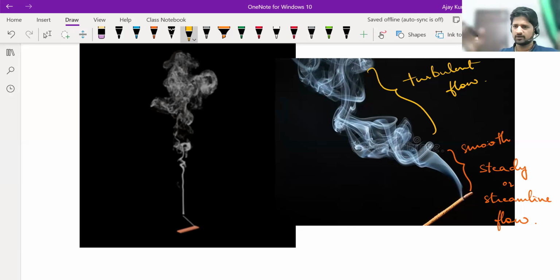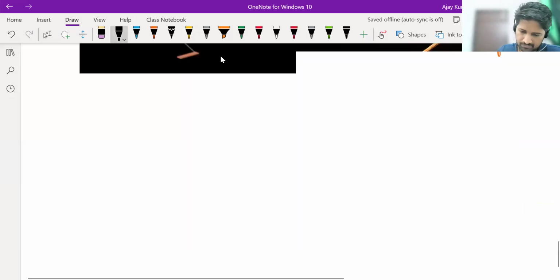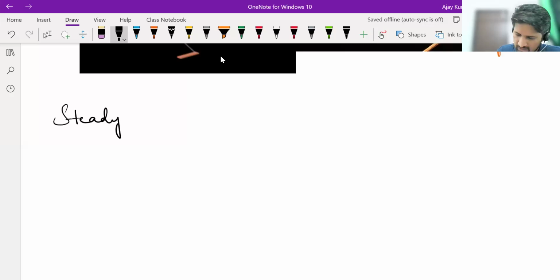There are many reasons why that could happen. Air could be flowing around, so the flow can get disturbed. But even if air is not flowing around, based on the speed of flow, it can change from steady flow to turbulent flow. So these are two different kinds of flow. We'll first discuss the properties of streamline flow, or steady flow. This will help us in describing the mechanics of flowing fluids.